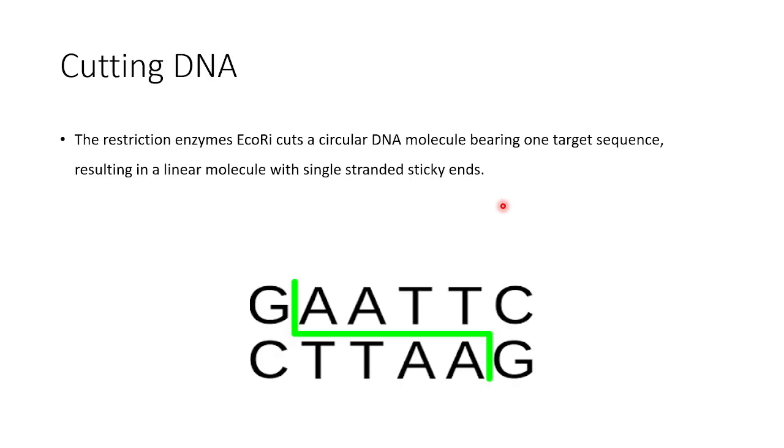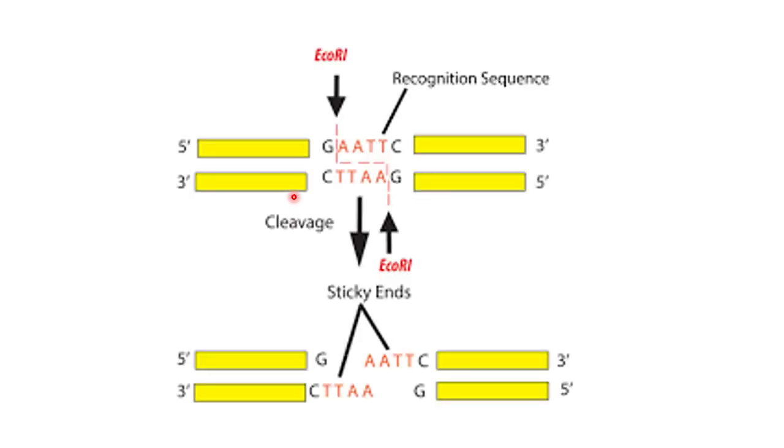Now comes the cutting of the DNA. The restriction enzyme EcoRI cuts a circular DNA molecule bearing one target sequence, resulting in a linear molecule with single stranded sticky ends. So we are giving EcoRI as an example. There are other restriction enzymes as well which perform the same kind of function. Here we see for EcoRI this is its recognition sequence, and then the cleavage occurs, and then we get the sticky ends.